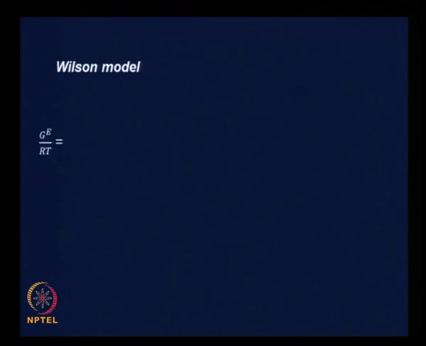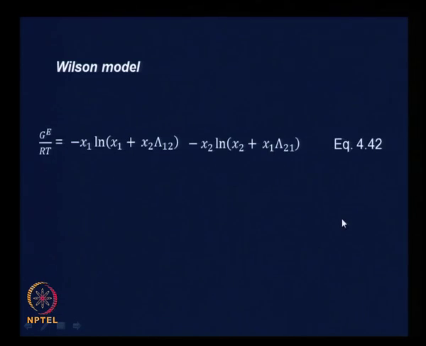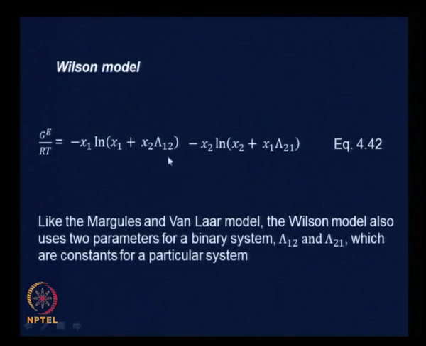Wilson model was GE by RT equals minus x1 ln of x1 plus x2 times gamma 12 minus x2 ln of x2 plus x1 times gamma 21, and gamma 12 and gamma 21 are the Wilson constants for a particular system, and similar procedures as for the other models would yield the activity coefficient expressions. This was again left to you as an exercise. Hopefully you did them. If not, please do them and convince yourself that this is indeed the case.